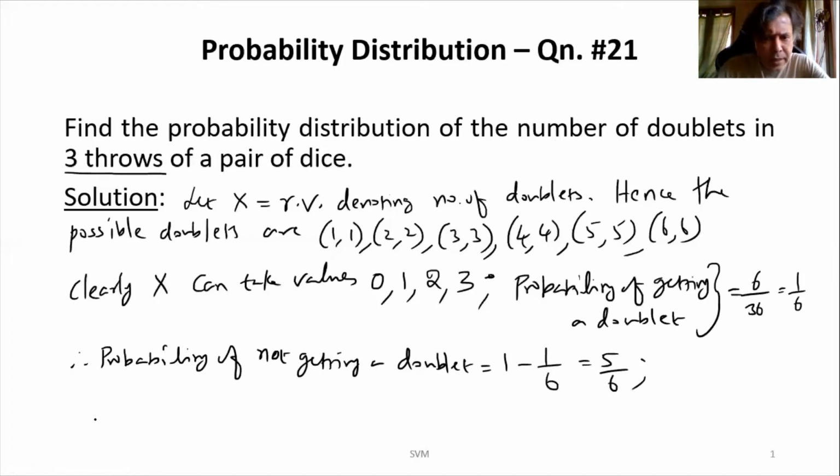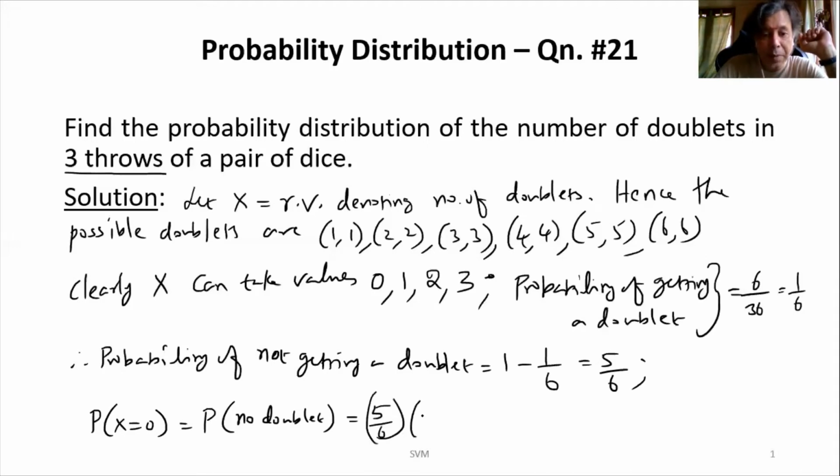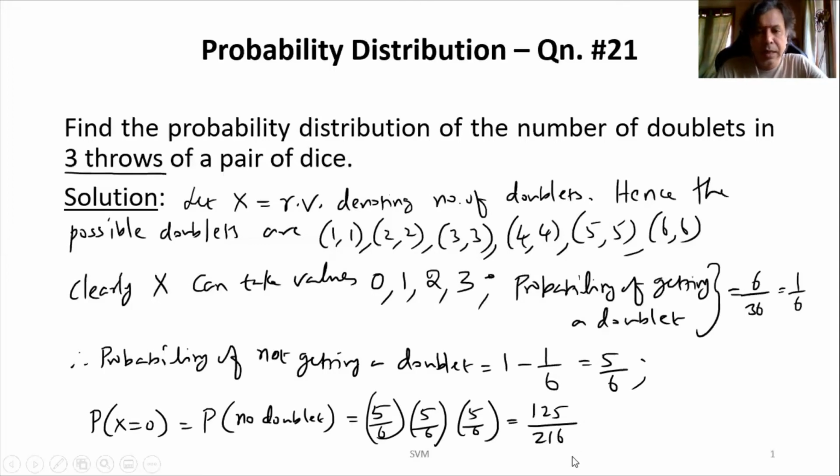Now, let us calculate for each of these x values, that is 0, 1, 2, 3, the required probabilities. So, what is the probability of x taking a value 0? What does it mean? Probability of no doublet. Each throw is independent of each other, so I have to write 5 by 6 three times, multiply 3 times because it is independent. So it will be 125 by 216. Let's move on to the next page.